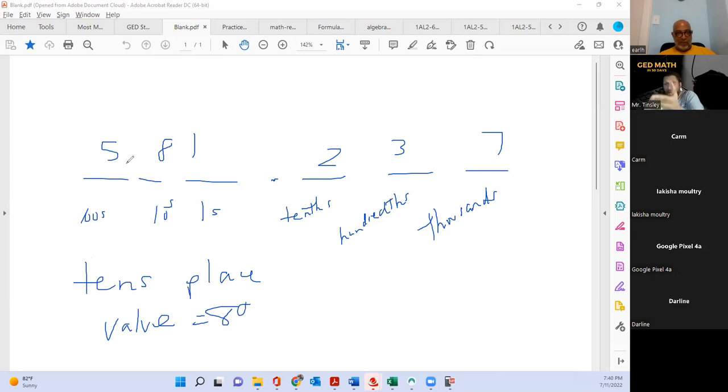So that's how you get 581. If I want to know what place the 2 was in, it's in the tenths place. But if I want to know the value, it's 2 tenths, or 1/5. That would be the value. So the place value is the ones, tens, hundreds, thousands. The value is how much that digit in that place is. So 8 tens is 80, 5 hundreds is 500, and 2 in the tenths place is 2 tenths. Got me?